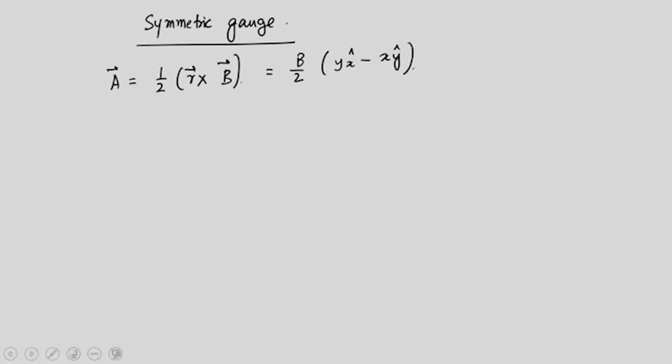What I mean by symmetric gauge is that for a constant magnetic field, the vector potential is given by half r cross B, and this will have to be inserted into the Schrodinger equation and solved. Now, of course, this has both the x and the y component, which is written as y x cap minus x y cap, and it is a valid vector potential because if you take the curl of it, it gives you the magnetic field in the z direction. So, this has rotational symmetry.